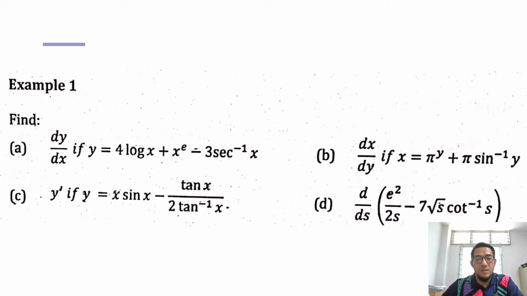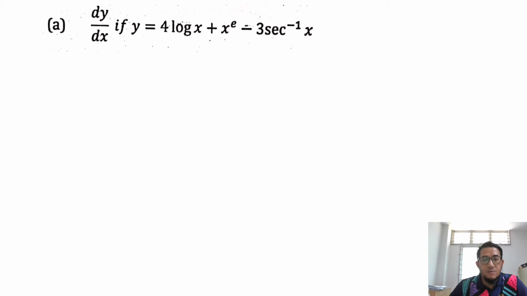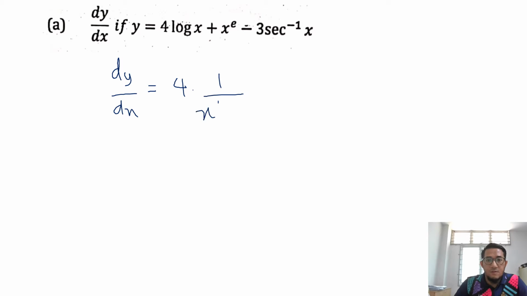Today we will go straight to the examples. This is example 1, and we'll try a few questions. The question is y equals 4 log x plus x to the power of e minus 3 secant inverse x. We can differentiate directly using the formula: dy/dx equals 4 times 1 over x ln 10 plus e times x to the power of e minus 1 minus 3.